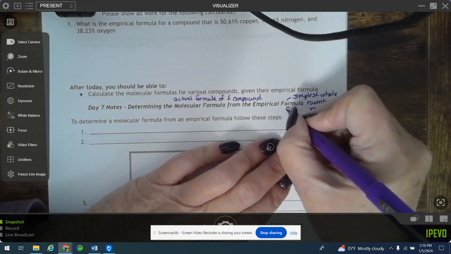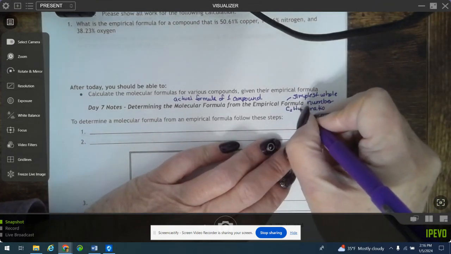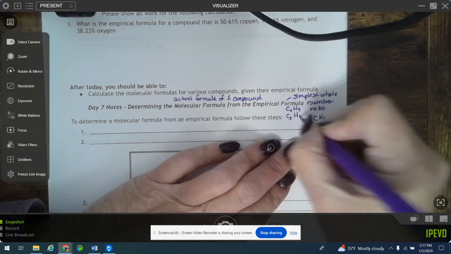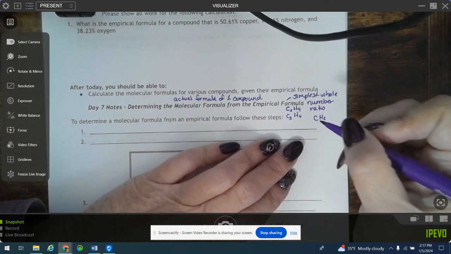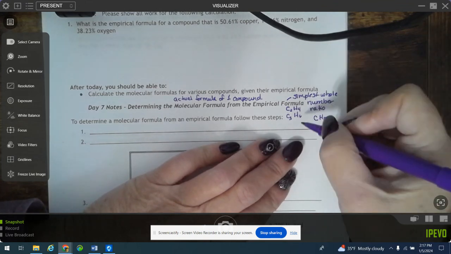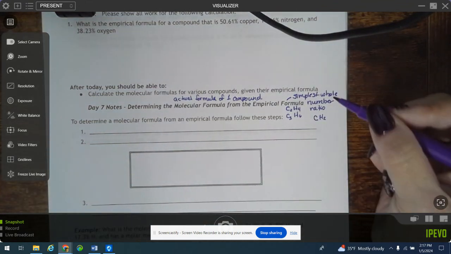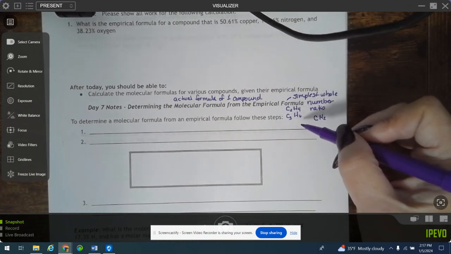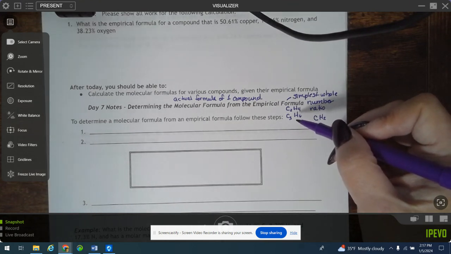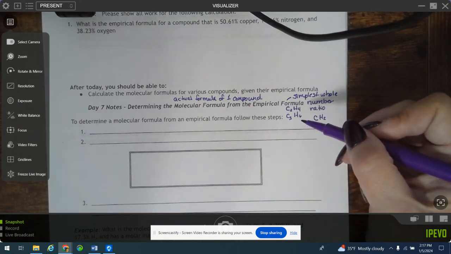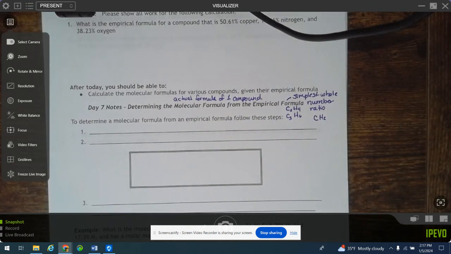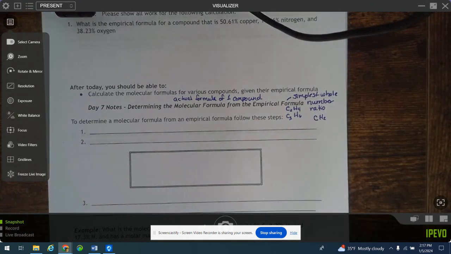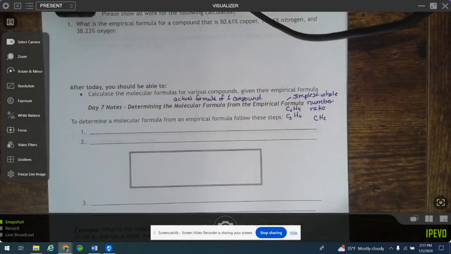The molecular formula could be C2H4, C3H6, C4H8, C5H10. You get the idea. Any of these compounds, so this is a compound called ethene, this is a compound called propane, and these are compounds that actually exist. They have the same empirical formula. The reason this is necessary is because of testing in the lab to identify compounds.